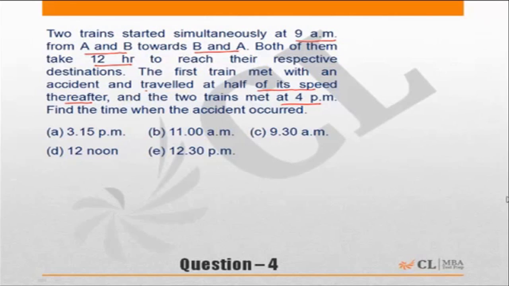So let's draw a schematic diagram to understand the question. Stations A and B. Trains from A and B going towards the opposite direction. Both of them take 12 hours to reach their destination, which means their speeds are similar. Both of them start at 9 am.